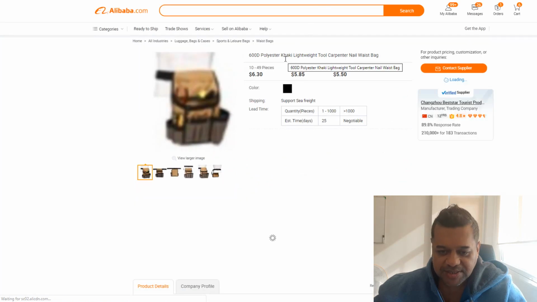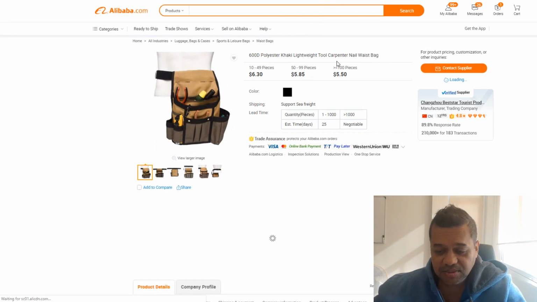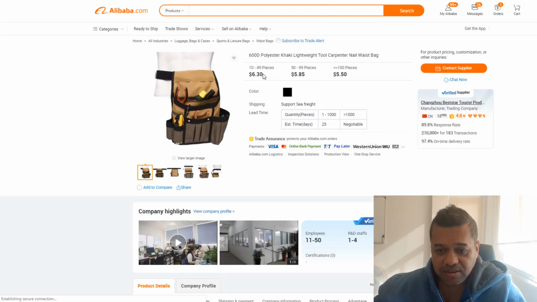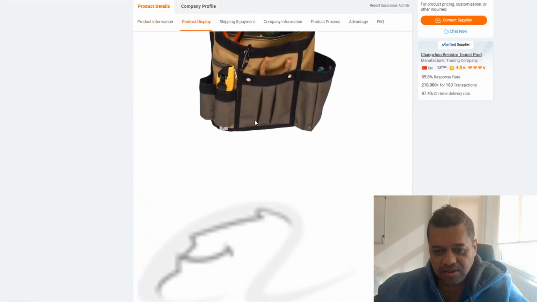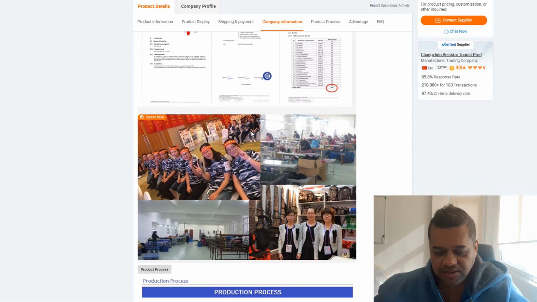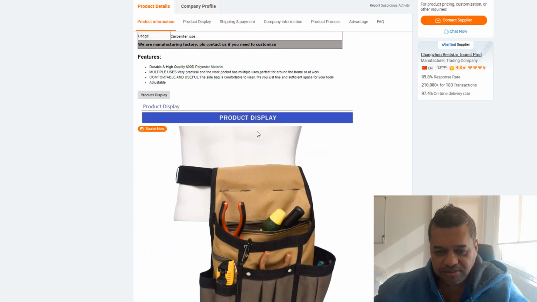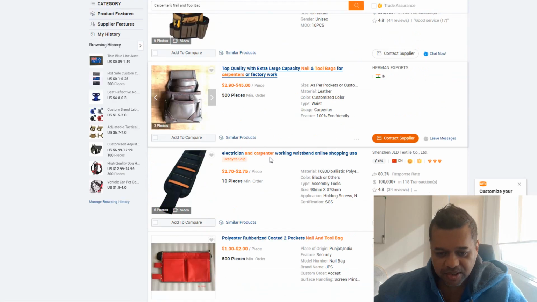So this is a polyester, okay, it's not leather. It's polyester khaki, lightweight nail belt. So you can buy, minimum is 10. Then all you need to do is contact the people and figure out a price. So you want to fly this in, okay? What you want to do is make sure that you can make money on the product that it sells, right? That's really all you want to find out. This is what we're doing, we're just finding out whether it sells.